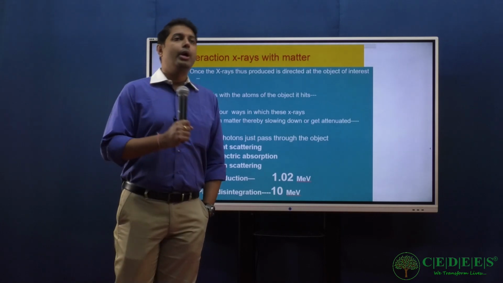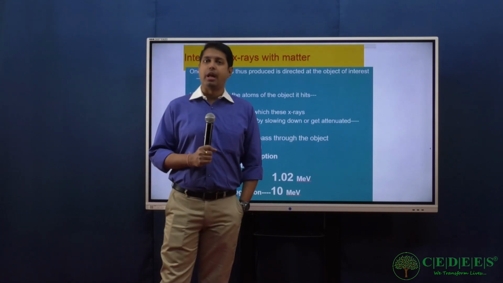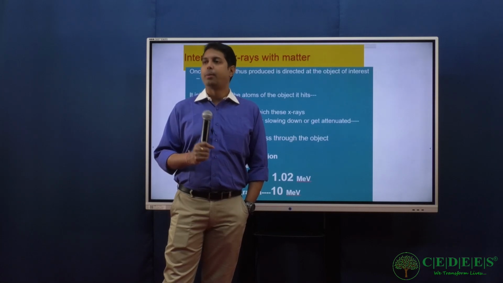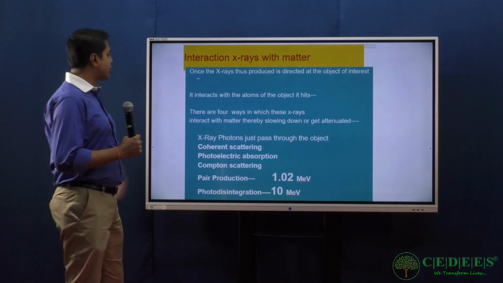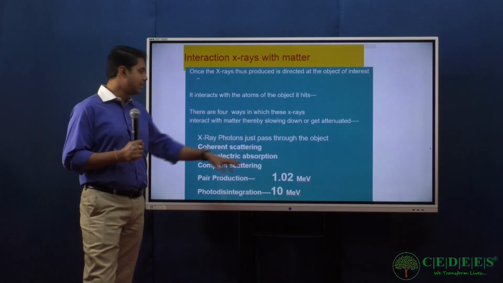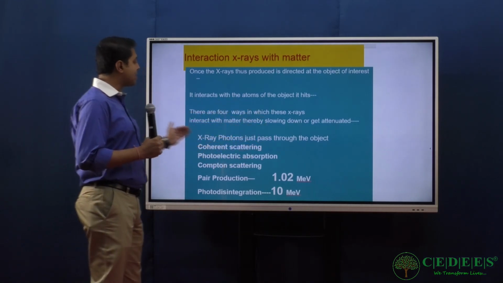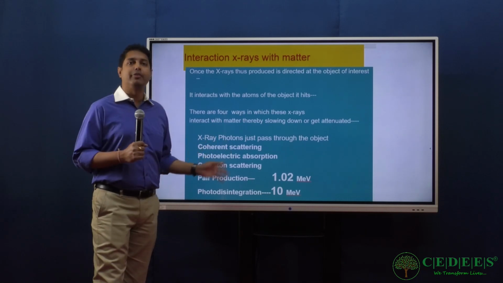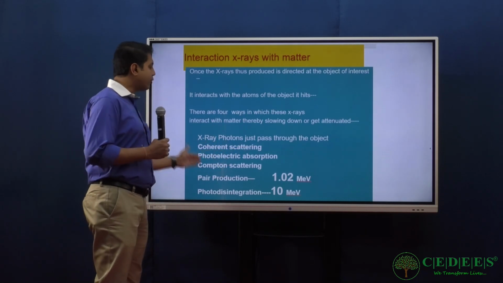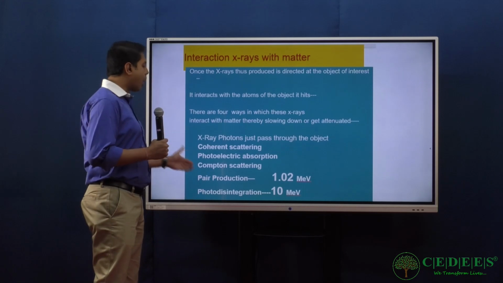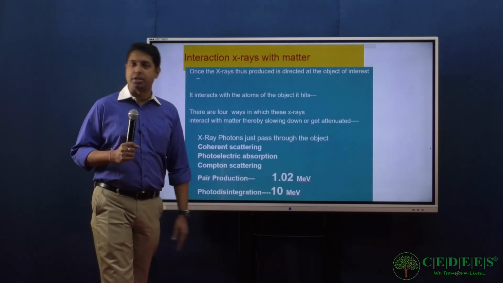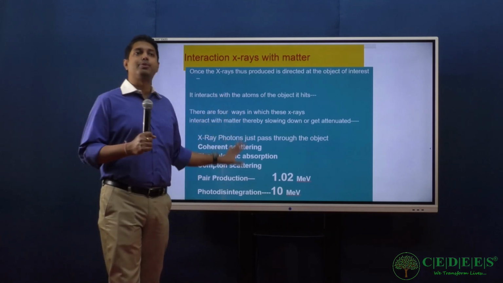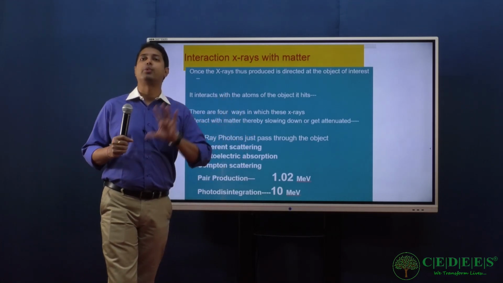So as I told you, attenuation and absorption are very, very important phenomena to happen if you have to obtain a radiographic image. Based on these properties, your X-ray photons pass through the object either in the form of coherent scattering or photoelectric absorption, Compton scattering, pair production and photo disintegration. These are the types of interaction of X-rays with matter.